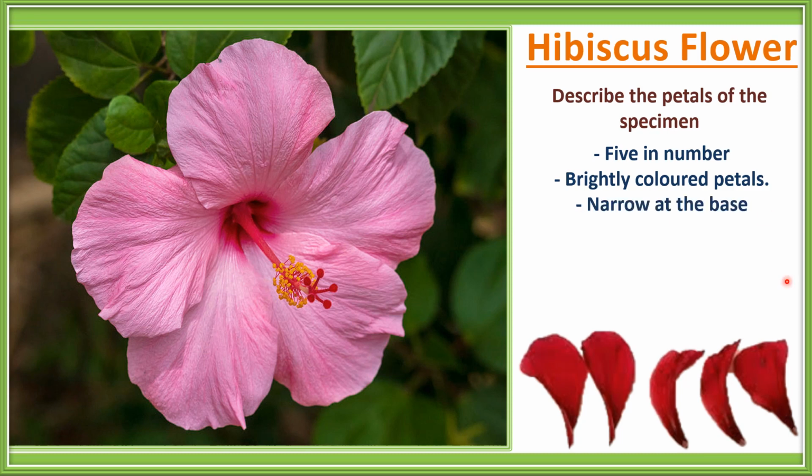They are narrow at the base. When you look at the upper part, they are broad, but as you go to the base, they go on narrowing towards the base. And they are free, meaning that you can pluck off one by one. They are free, not fused. They are smooth. The lamina is smooth, and they are veined. When you look at them, you will see the different venation in the petals.